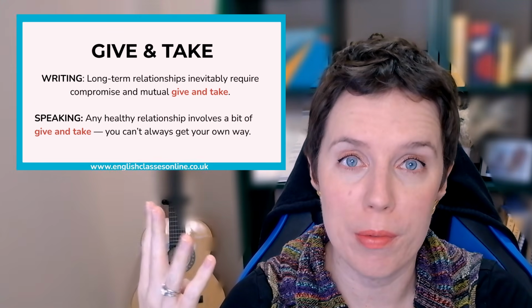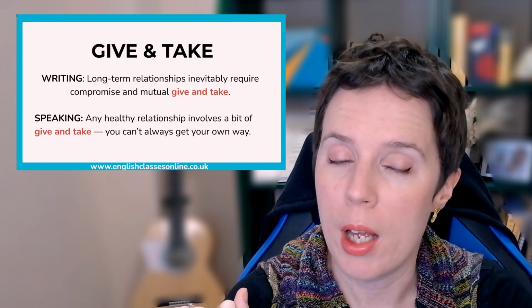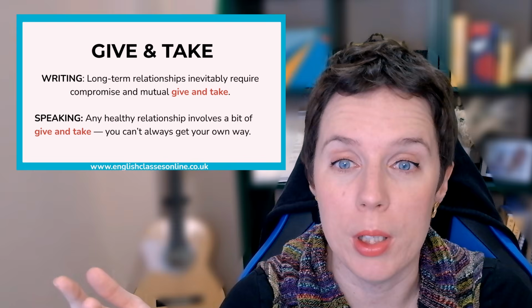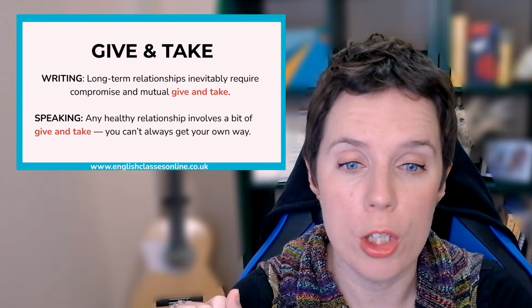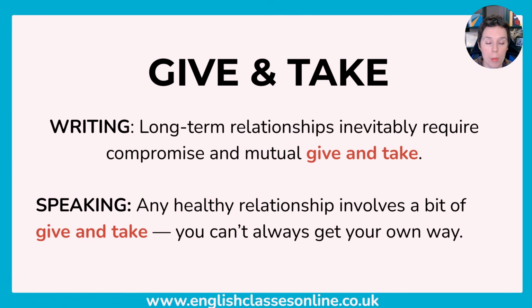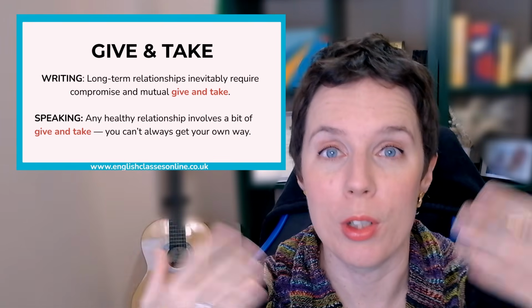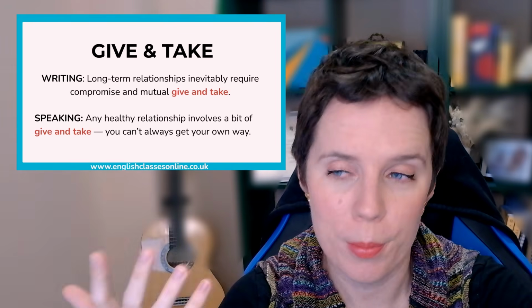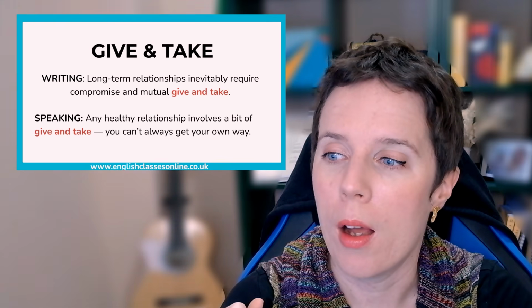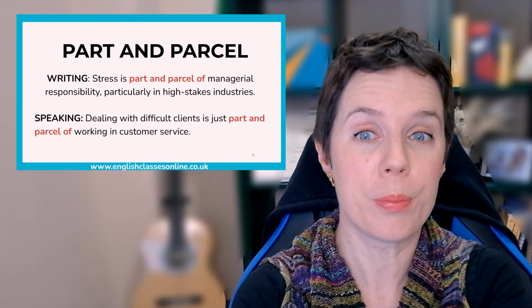We've got 4 left. We've already looked at 6. We've got 4 more. Give and take. This one's quite literal, really. For example, we've got long-term relationships inevitably require compromise and mutual give and take. That's for writing. For speaking, any relationship involves a bit of give and take. You can't always get your own way. Okay, give and take, synonym for compromise. So you're literally giving stuff, you're taking stuff. Compromise. Alright, pretty simple. Next up.